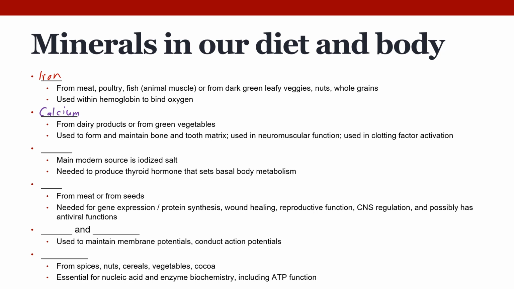Iodine is needed to produce thyroid hormone that sets your basal body metabolism. And our main modern source of that is actually iodized salt. It was noticed that there were a lot of people who had hypothyroidism at some point, and so public health people decided to start adding iodine to all of our salt. Now that people are starting to use this sort of organic sea salt stuff, it actually is hurting our ability to keep iodine in our diet.